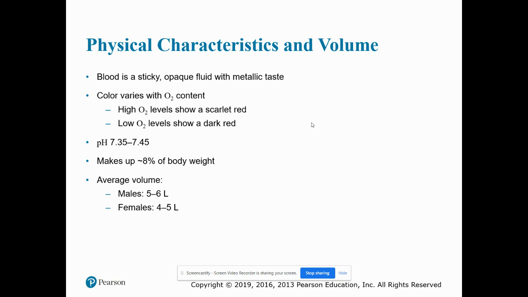So blood is a sticky, opaque fluid with a metallic taste, and it's going to have a different color depending upon the oxygen content. If there's a high oxygen content, it's going to be a scarlet red. If there are low oxygen levels, then it would be dark red. The pH is going to be somewhere between 7.35 and 7.45, and our body does maintain that blood pH in those relatively narrow parameters. It makes up about 8% of body weight. In males, we have about 5 to 6 liters of blood, and females about 4 to 5 liters of blood.